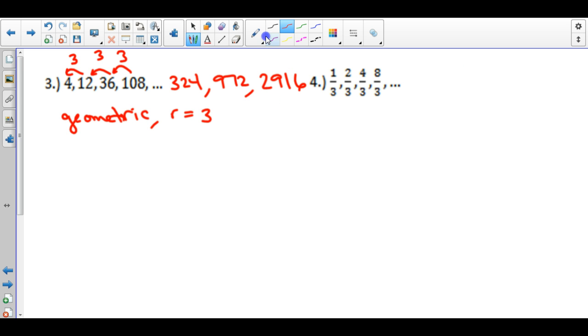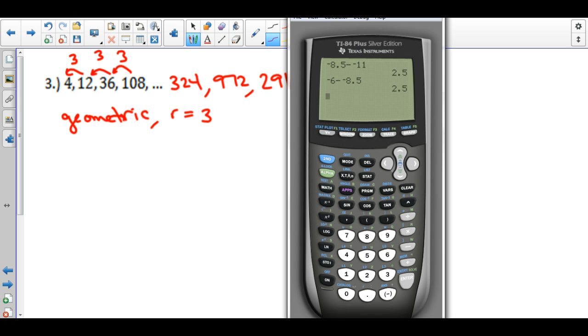And then lastly, I put a fraction problem on here just to get some practice putting fractions in the calculator. You can do these by hand as well.